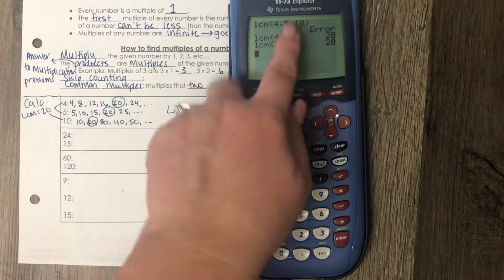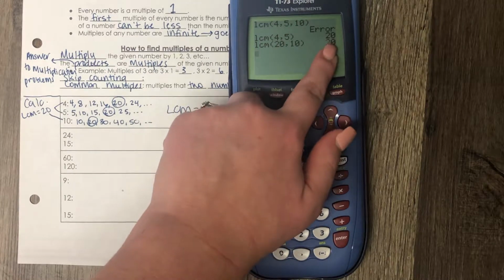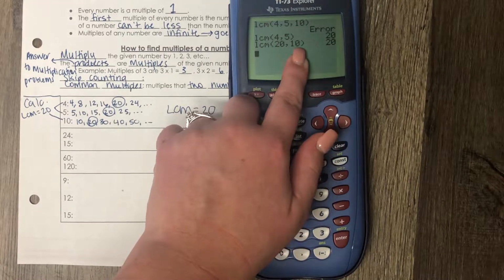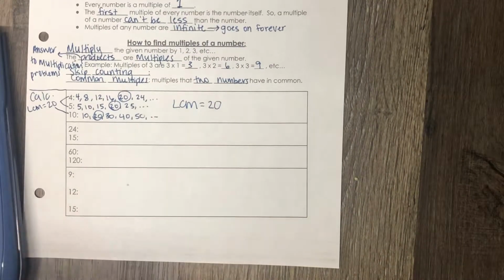So while you can't put in 3 numbers at one time, you can do the first 2 and then do its LCM with your last number. Okay? So now let's look at the second example.